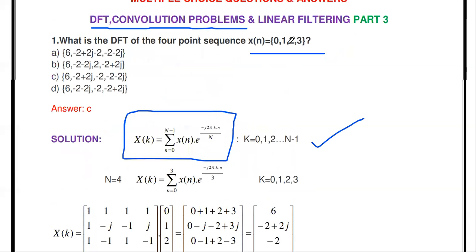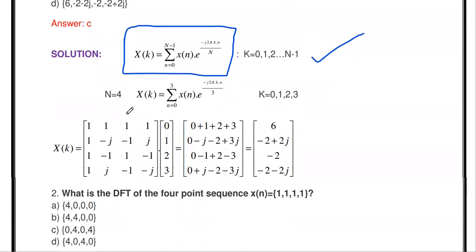Okay, so here for our problem, the given samples are 4. So we have to take N equal to 4. Substitute N equal to 4 in the above formula. So we get X of k equal to summation n equal to 0 to 3, x of n e power minus j 2 pi k n divided by 4. Okay, so we have to calculate this X of k value for four k values: k equal to 0, k equal to 1, k equal to 2, k equal to 3. So this method is the direct evaluation method.